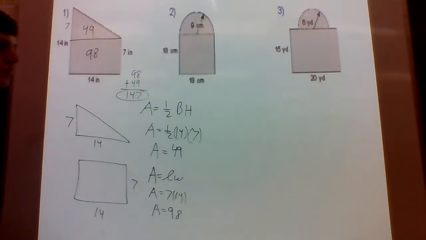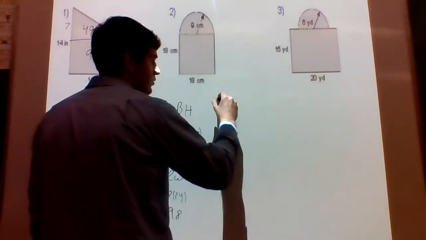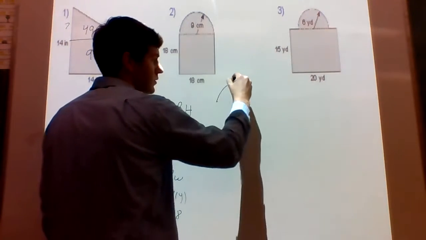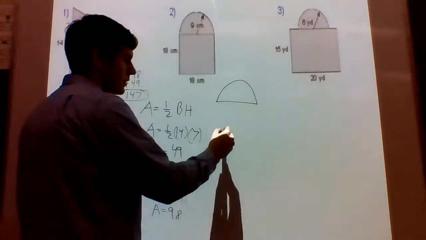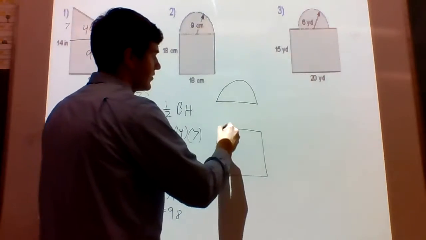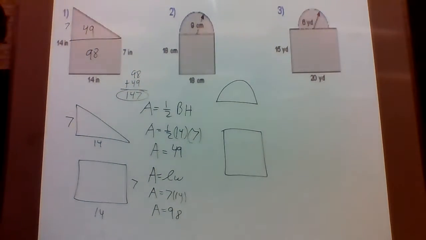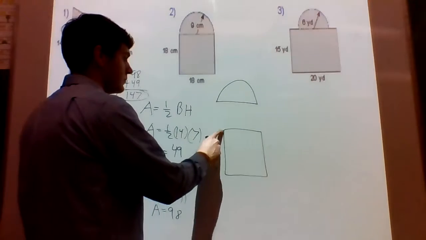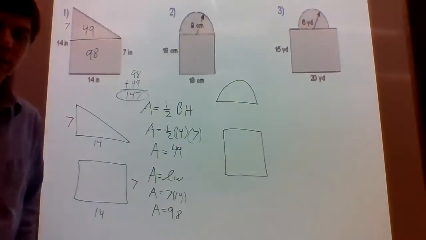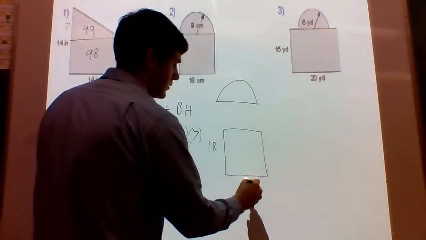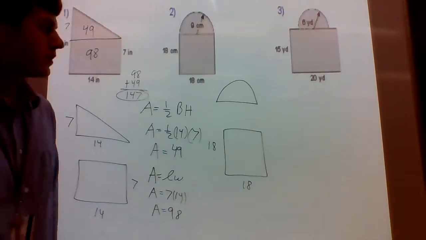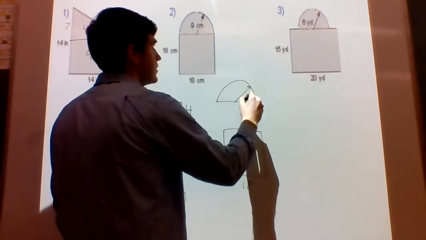Number 2, step 1, we want to identify the components. We have a circle, or half of a circle. So this is half of a circle. And we also have a rectangle, specifically a square, but we know all squares are rectangles, so we just use the rectangular formula. The dimensions of our rectangle are 18 by 18. And we know the radius of our circle is 9.